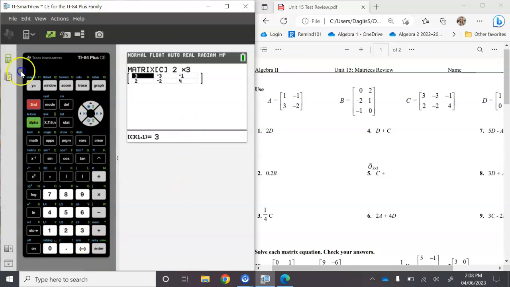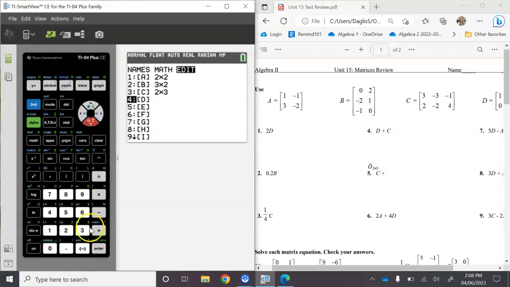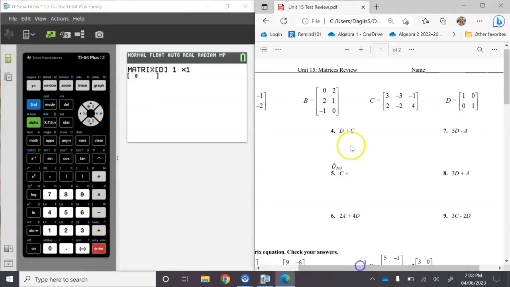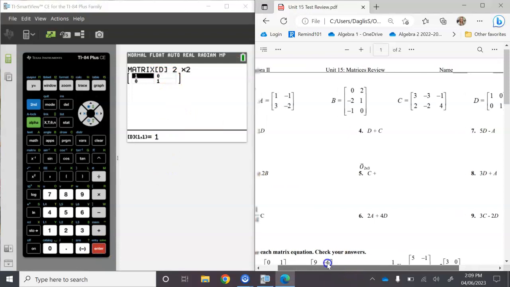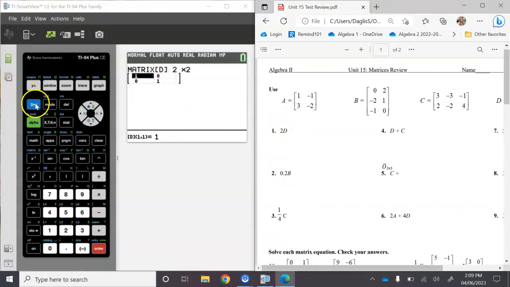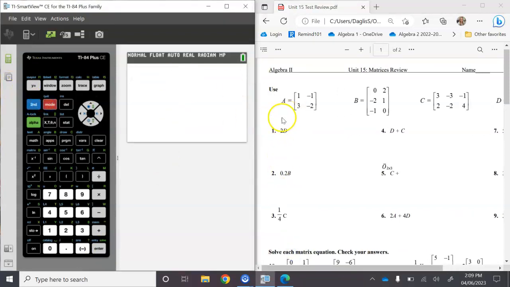And then the last matrix we need to build is matrix D. This matrix is a 2 by 2. It's a special one. It's a square matrix, but it's also the identity matrix, where we have 1s in our diagonals. So we have 1, 0, 0, 1. There's our matrix D. And now that they're stored in, we can do our operations.